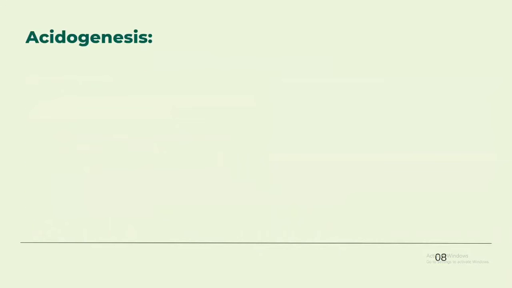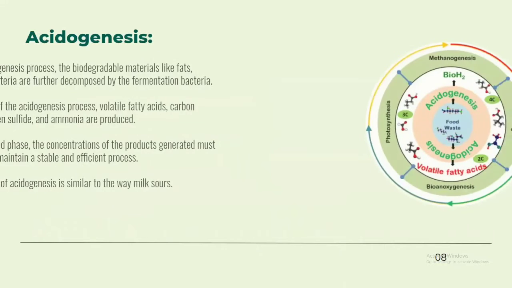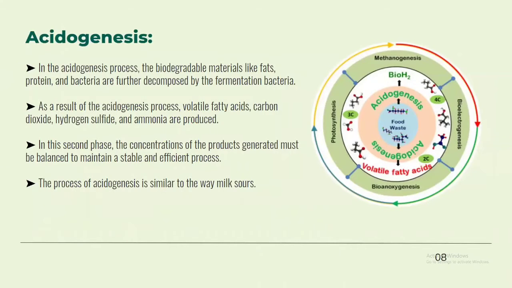The next step is acidogenesis. In the acidogenesis process, the biodegradable material like fat, protein, and carbohydrates are further decomposed by the fermentation bacteria. As a result of the acidogenesis process, volatile fatty acids, carbon dioxide, hydrogen sulfide, and ammonia are produced. In this second phase, the concentration of the products generated must be balanced to maintain a stable and efficient process. The process of acidogenesis is similar to the way milk sours.